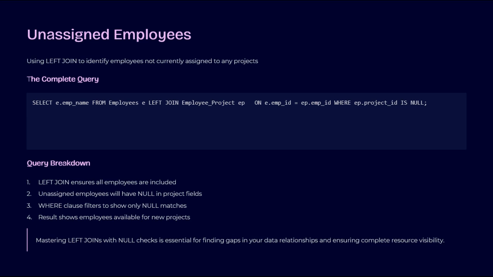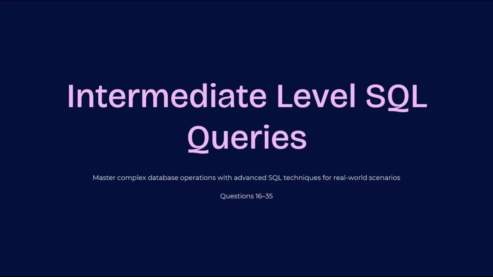So left join ensures all employees are included. Unassigned employees will have null in the project fields. The where clause filters to show only null matches. The result shows employees available for new projects. So mastering left joins with null checks is essential for finding gaps in your data relationships and ensuring complete resource visibility.